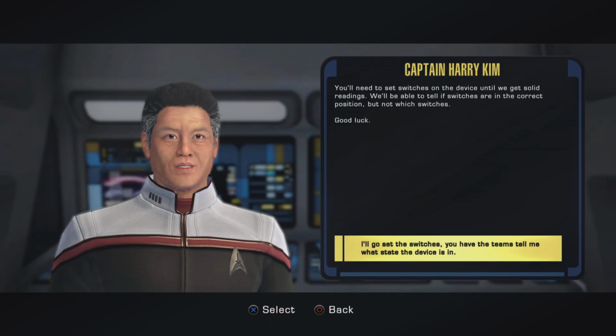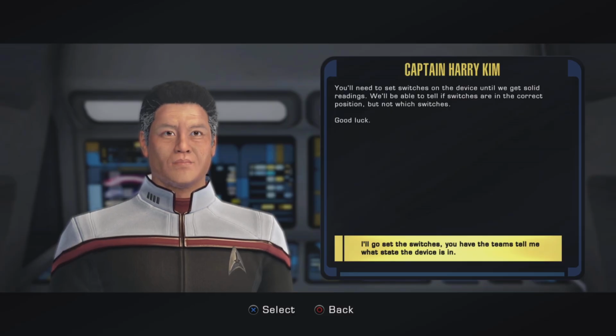You'll need to set switches on the device until we get solid readings. We'll be able to tell if switches are in the correct position, but not which switches. Good luck.